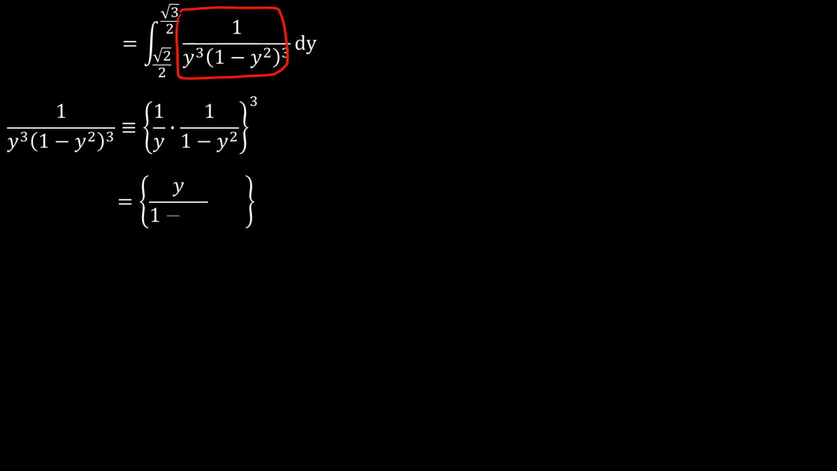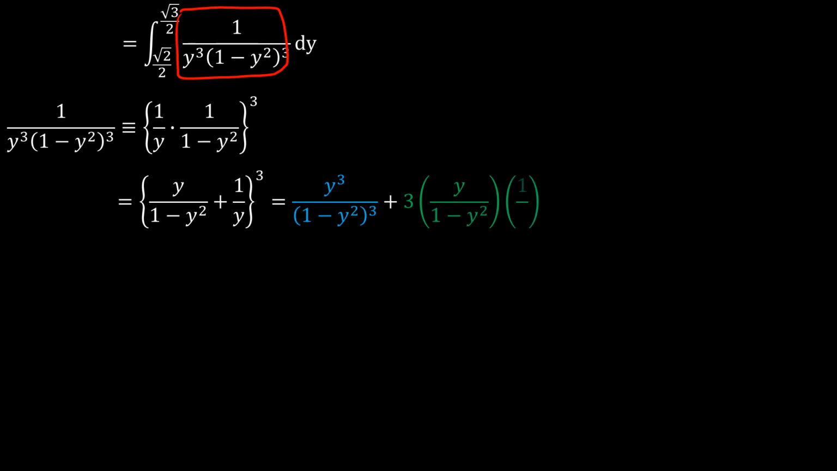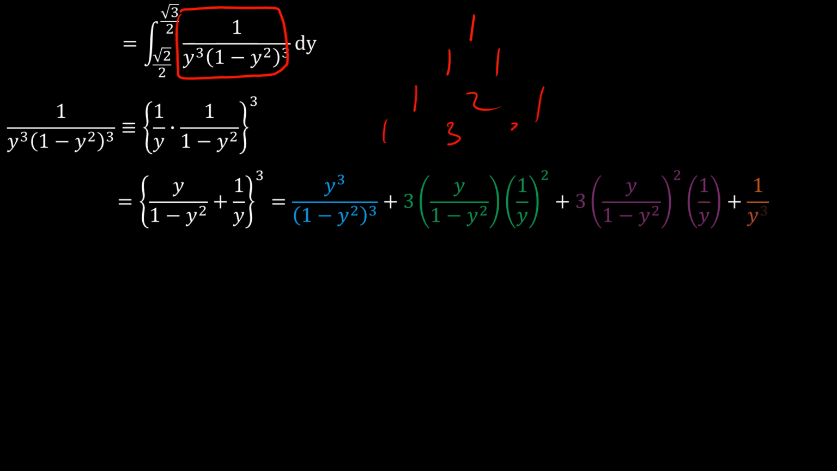Next thing now is I can go ahead and decompose this. This 1 over y times 1 over y, 1 minus y squared, is the same as y over 1 minus y squared plus 1 over y. And then now if you cube this, we can use the Pascal's triangle.